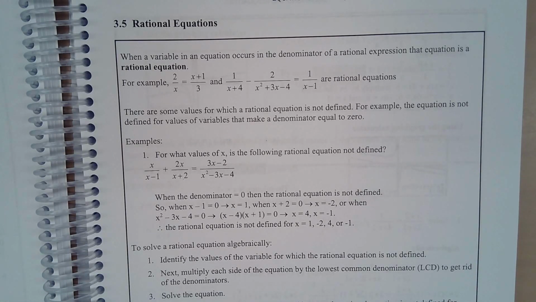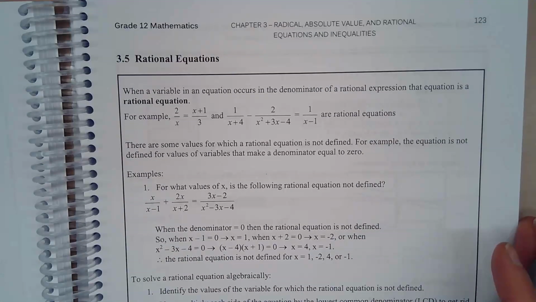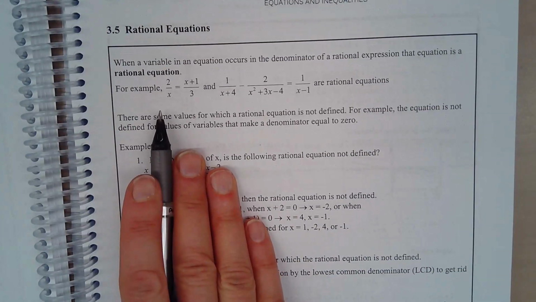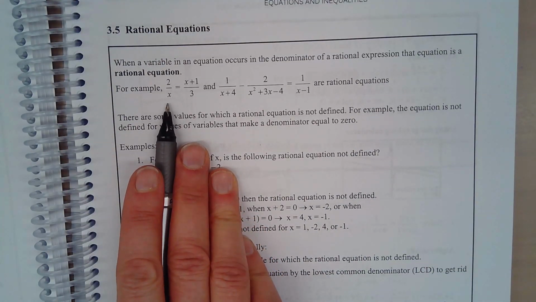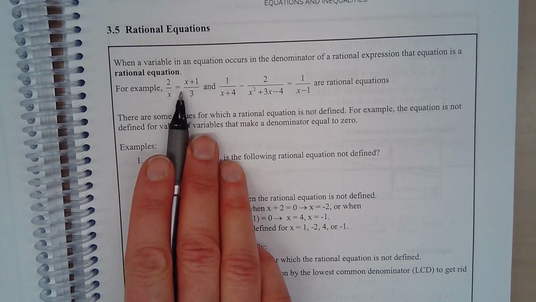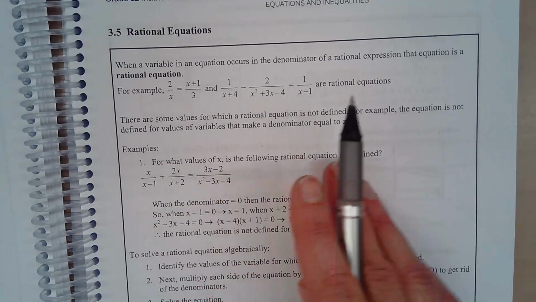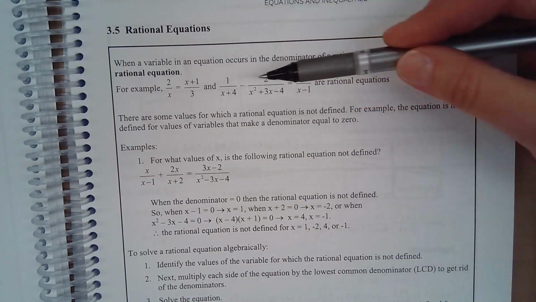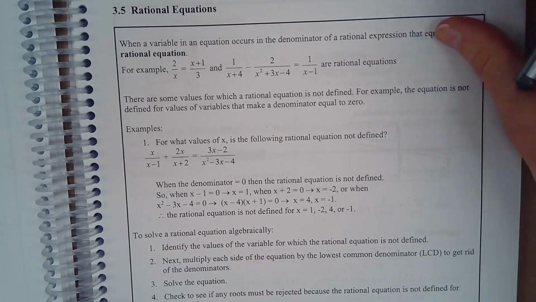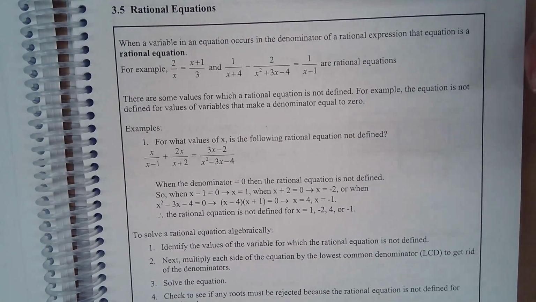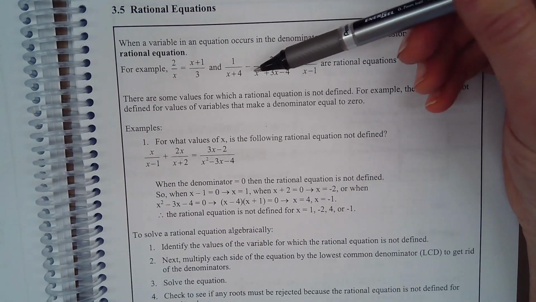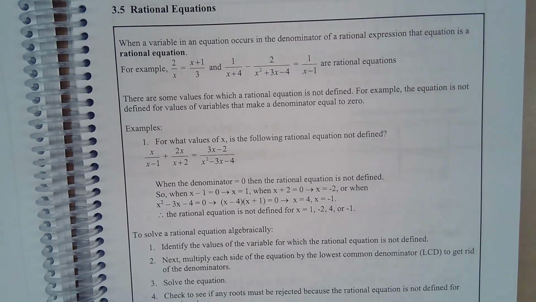You have just two expressions on both sides. So this is on page 123. A rational equation is an equation with variables in the denominator and an equal sign. They can be simple, they can be more complicated, but the end game is just like every other equation: you're solving for x.